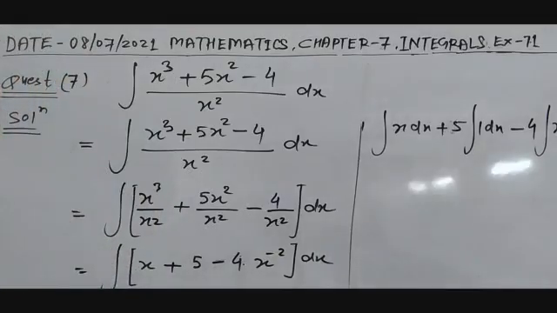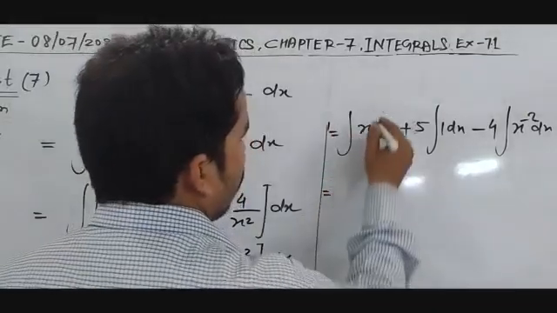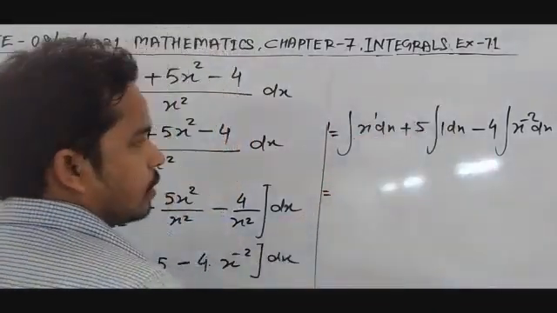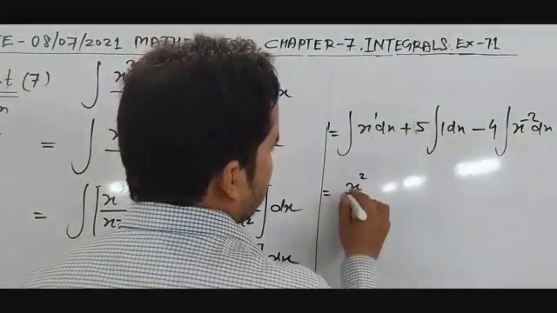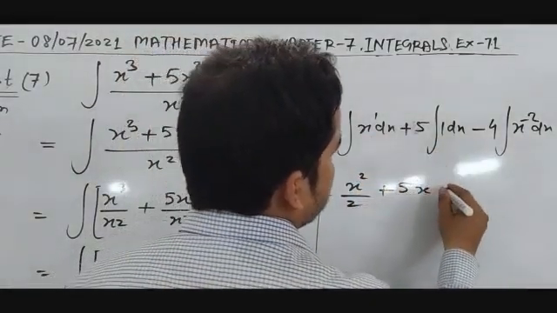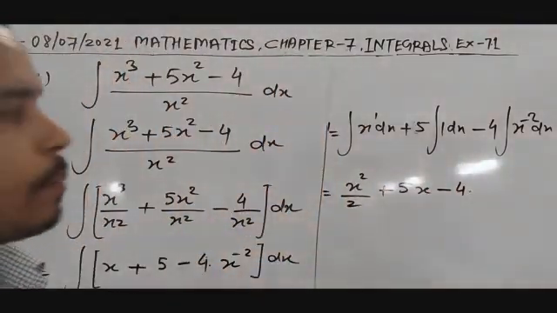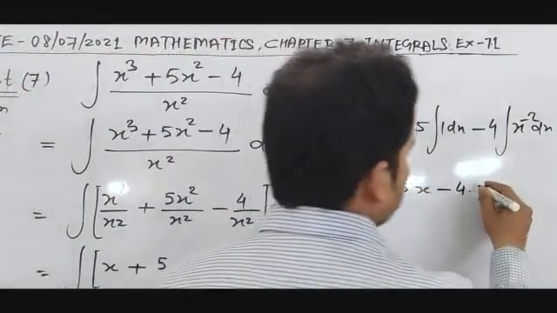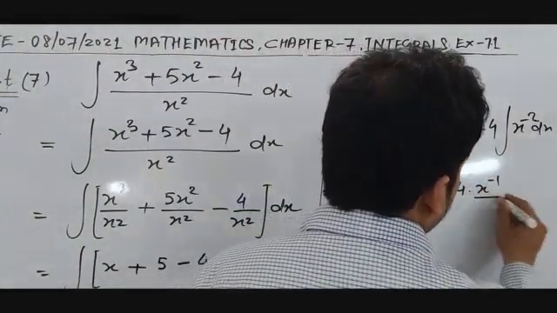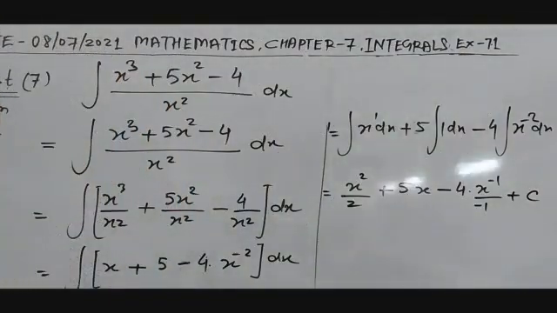So now you know the formula of integral x to the power n dx is x to the power n plus 1 upon n plus 1. So its result will be x square by 2 plus 5 times 1 dx, result is x, minus 4 times x to the power minus 2 plus 1 whole upon minus 2 plus 1, result will be minus 1 whole upon minus 1, and x plus c. C is the constant of integration.